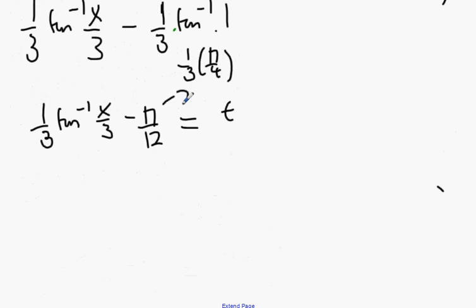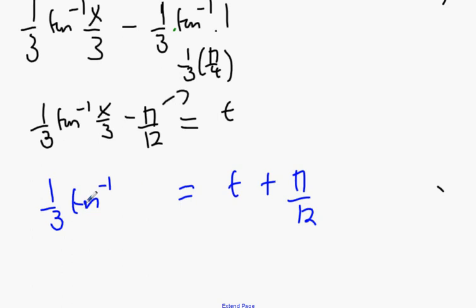Cross multiply. Oh, so not cross multiply. Bring the pi over 12 to the other side. You are looking to isolate the x. That is the goal of the question. X in terms of t. So, what we're going to do here is we're going to bring the pi over 12 over the other side first. And then we're going to get a third tan inverse x over 3. Multiply both sides by 3. And I'm going to get 3t.